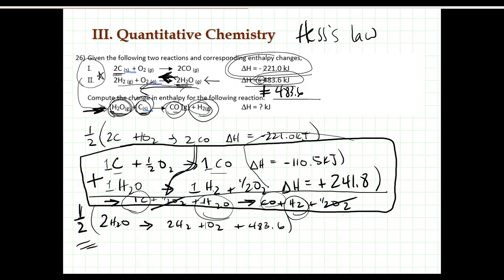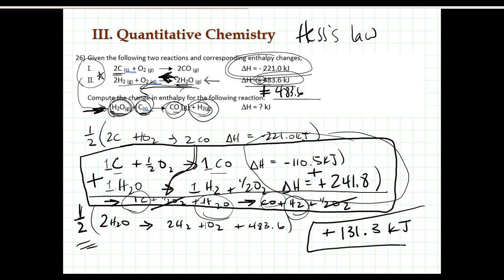So what do I do with my delta H? I add them together. Negative 110.5 plus positive 241.8 leaves us with 131.3 kilojoules. It's positive, which means that energy is being absorbed during this chemical reaction. Voila, Hess's law.